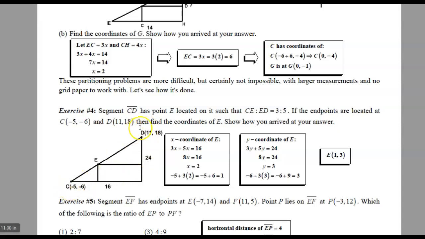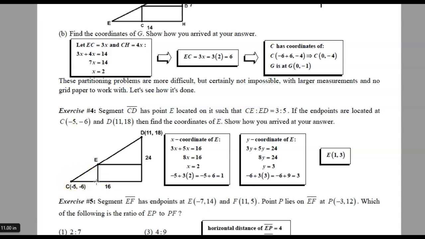Well, if I'm going from -5 to 11, that's 16 units horizontally. And I'm going from -6 to 18 is 24 units vertically. It's not drawn to scale, but it doesn't need to be. It gets the point across. So if I have 16 horizontal units and I'm supposed to split it into a 3-to-5 ratio, then I can get that x coordinate by saying 3x plus 5x adds up to the whole horizontal distance. 8x equals 16, x equals 2. That's telling me that the distance from my first point has to be 3 times 2 units. Okay, so traveling 6 units from -5 takes me to +1.